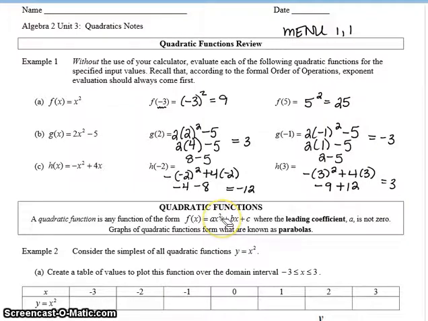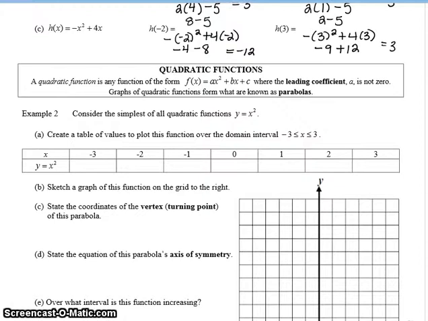Alright, the important text box here says quadratic functions. A quadratic function is any function of the form f of x equals ax squared plus bx plus c, where the leading coefficient a is not 0. Graphs of quadratic functions form what are known as parabolas. A couple little things you can't forget here. If your leading coefficient a is positive, you guys know that the parabola opens up and there's a minimum. If the leading coefficient a is negative, then the parabola opens upside down and now there is a maximum.